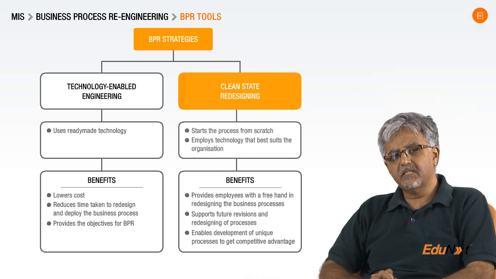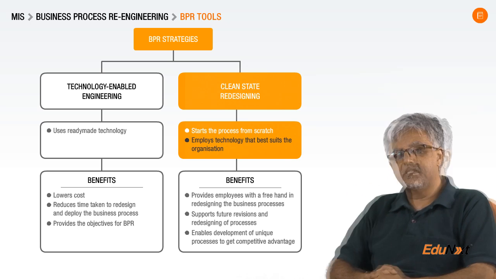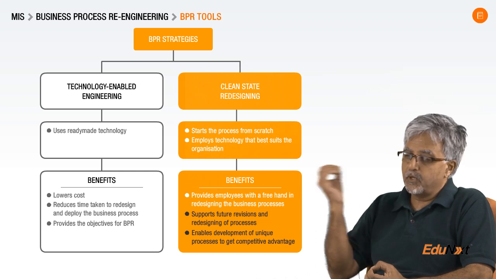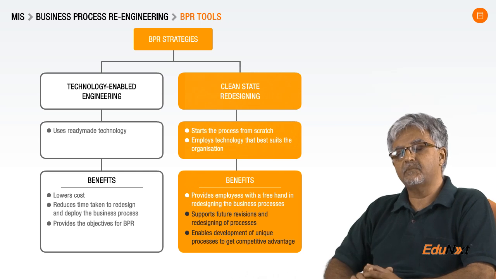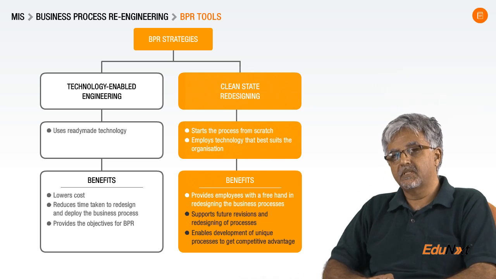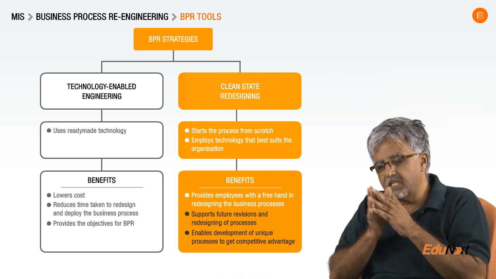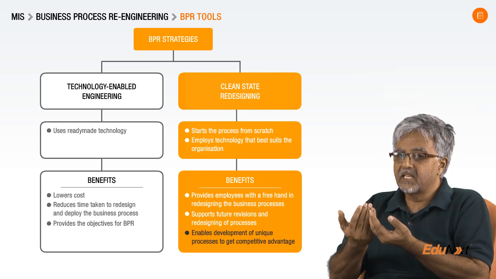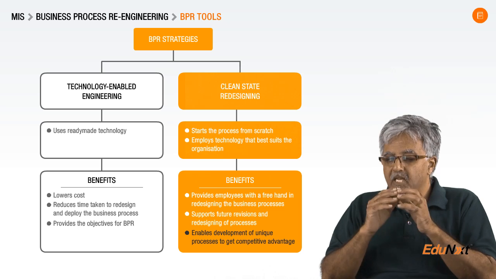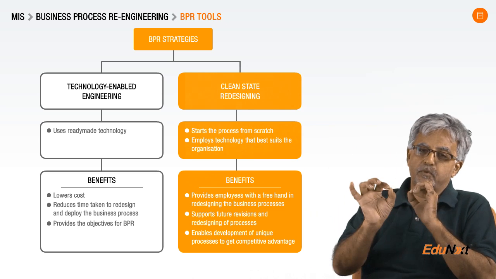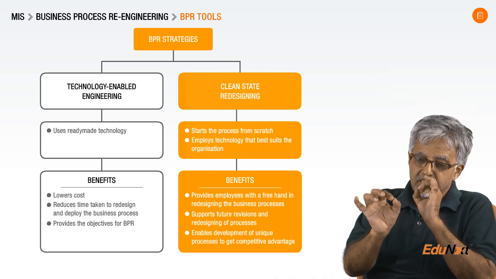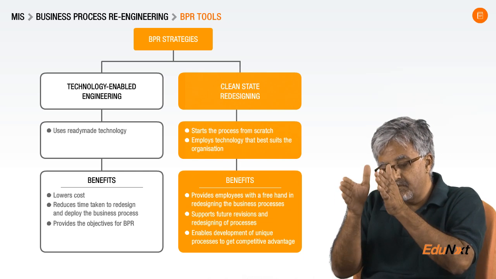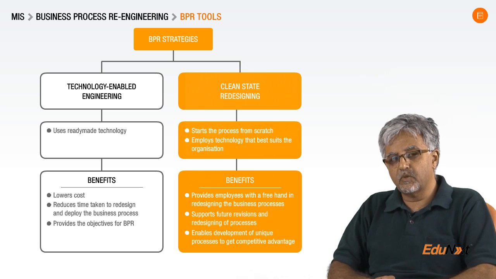The second approach is clean state redesigning. In clean state redesigning, you start the process from scratch and you employ technology that is tailored to the organization. What are the benefits? The employees have a free hand in redesigning the business process. So they have ownership and they can design it customized to your organization's needs. And then you can revise and redesign it as your organization changes. And most critically, you can develop unique processes that provide your organization competitive advantages that no other organization has because this technology is developed uniquely for your organization's requirements.